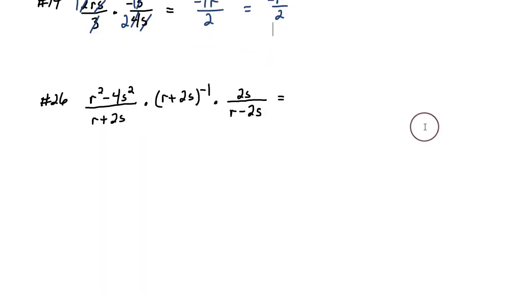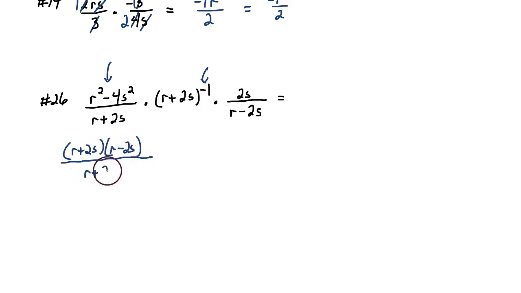Number 26 is also multiplying, but this part with the negative exponent, we need to fix that so that we know what's in the top and what's in the bottom. So let's do some rewriting. While I'm rewriting, I'm also going to factor the difference of squares. So this is r plus 2s times r minus 2s over r plus 2s. This right here takes care of this first part, times. Now the part that has the negative exponent gets moved into the bottom. And there's now a 1 on top. Times. And now let's just copy down this last piece the same as it is.